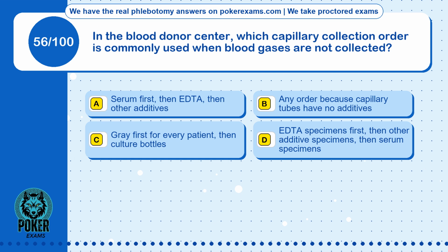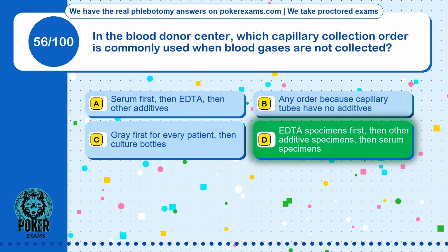Question 56. In the blood donor center, which capillary collection order is commonly used when blood gases are not collected? Option A. Serum first, then EDTA, then other additives. Option B. Any order because capillary tubes have no additives. Option C. Gray first for every patient, then culture bottles. Option D. EDTA specimens first, then other additive specimens, then serum specimens.